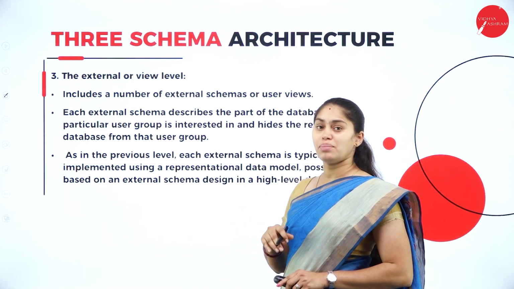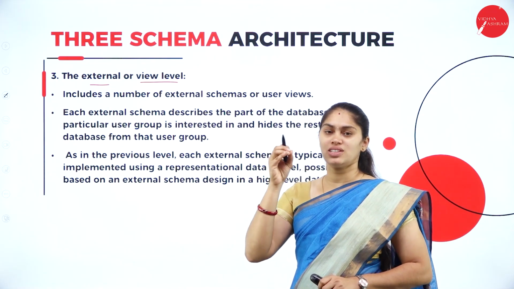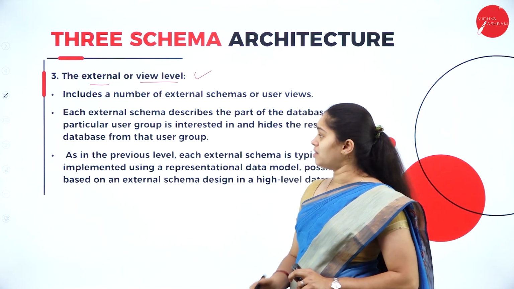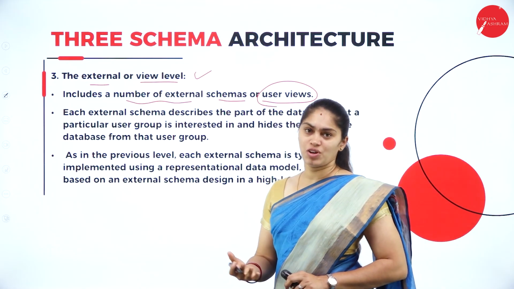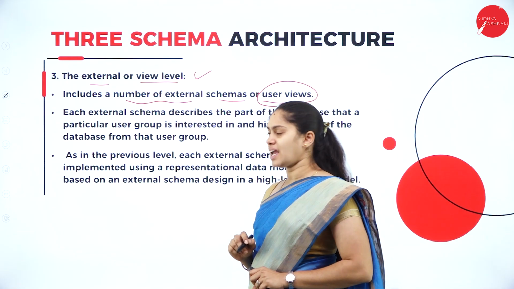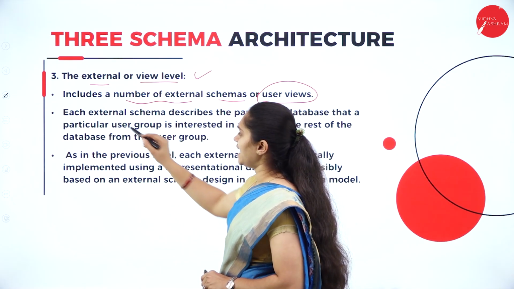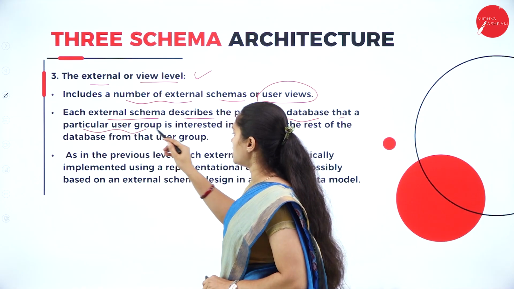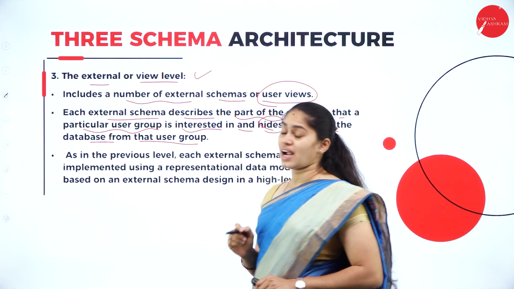Then whatever we have in the upper level, we call that the external or view level. Where the users are sitting and getting a benefit, we call that the external level. Mainly it includes a number of external schemas or user views. So user views will be there in this view level, and it also uses the external schema. Each external schema describes the part of a database that a particular user group is interested in and hides the rest of the database from that user group.